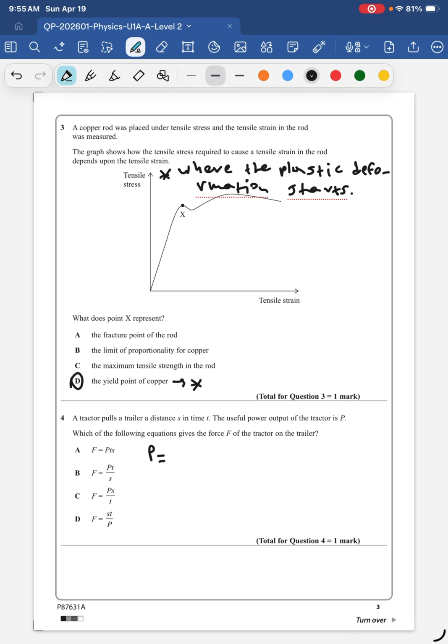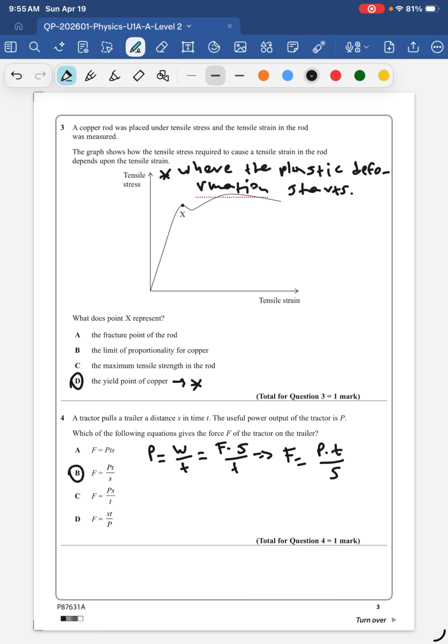So power is work over time. Work is force times distance s, over time. So force is power times time over distance, which is option, let me see, power times time over distance. It's option B, right? For some reason in my notes, I have option C marked. I don't know why I did that.